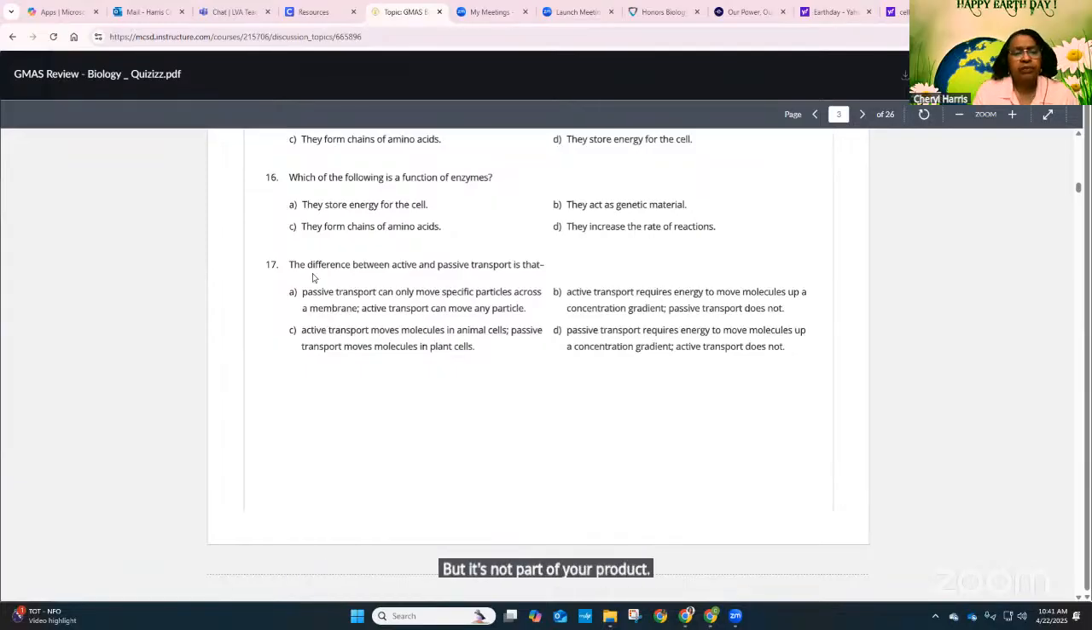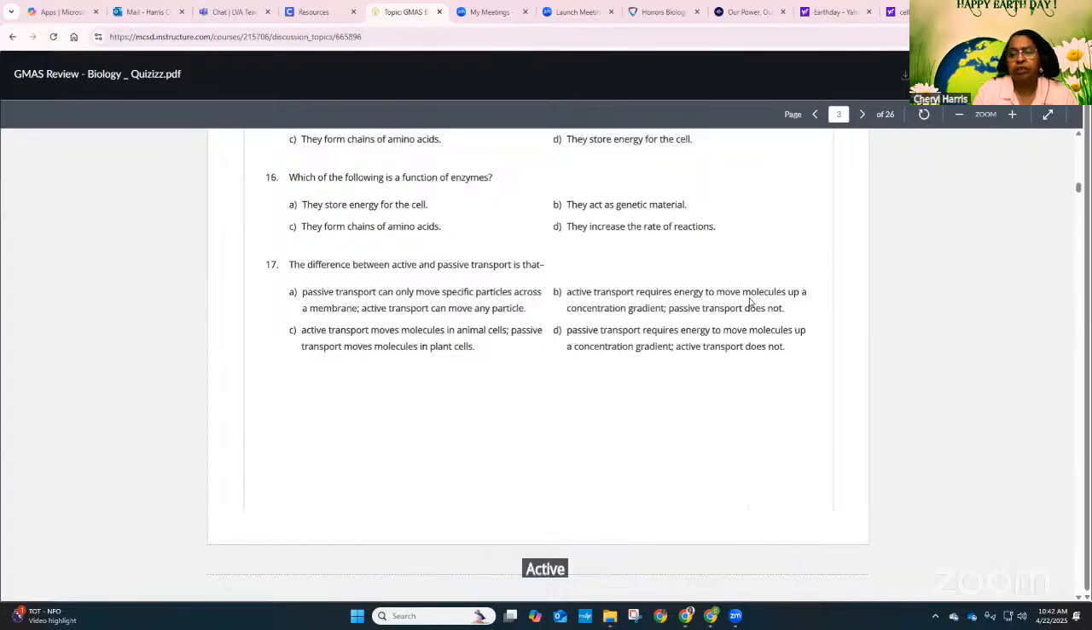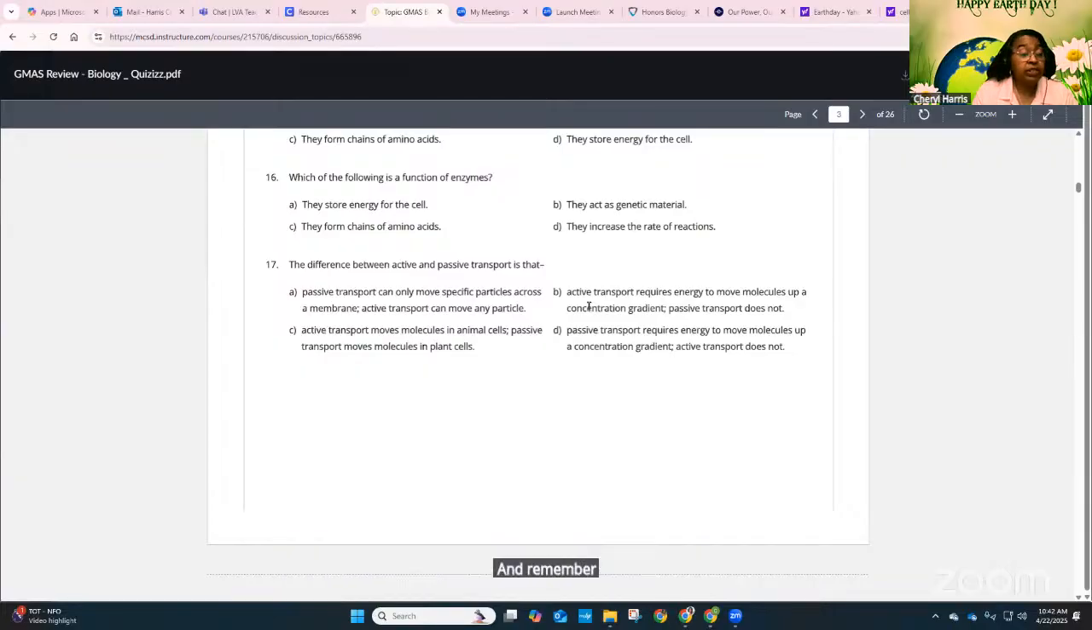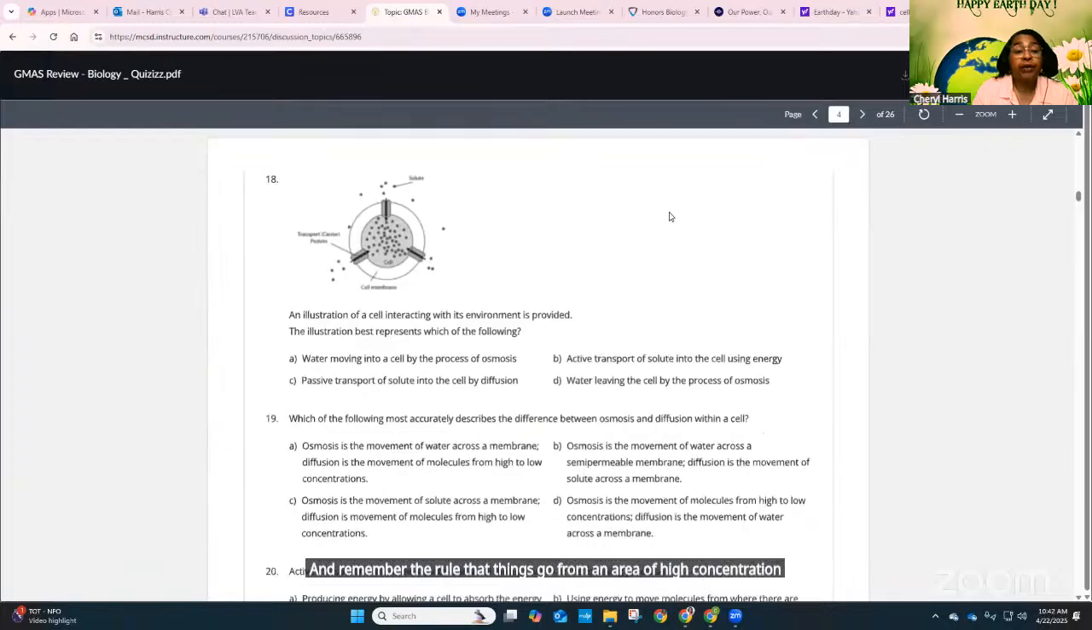All right, 17, the difference between active and passive transport. Active transport requires energy to move across the concentration gradient, and passive does not. Concentration gradient is across your cell membrane. And remember the rule that things go from an area of high concentration to an area of low.